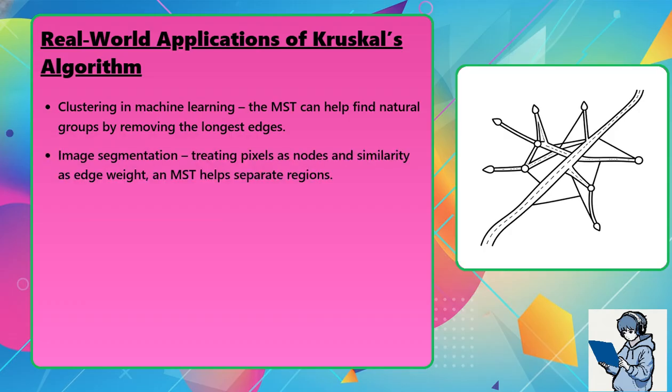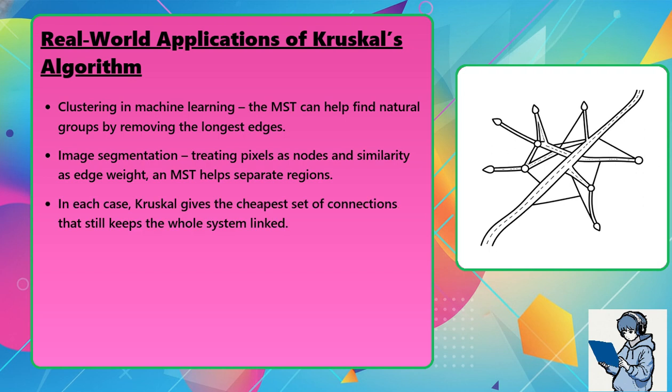Image segmentation, treating pixels as nodes and similarity as edge weight, and the MST helps separate regions. In each case, Kruskal gives the cheapest set of connections that still keeps the whole system linked.